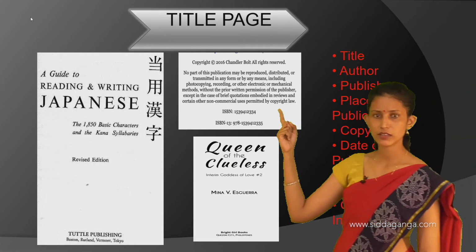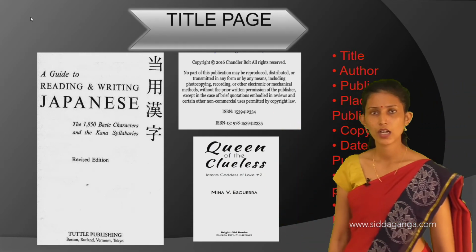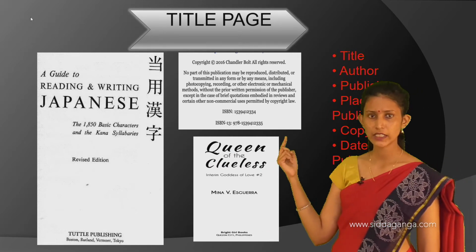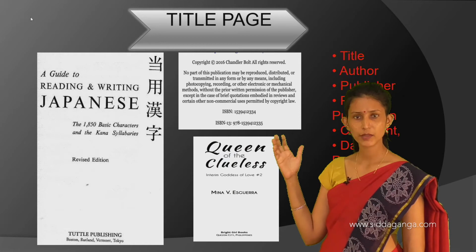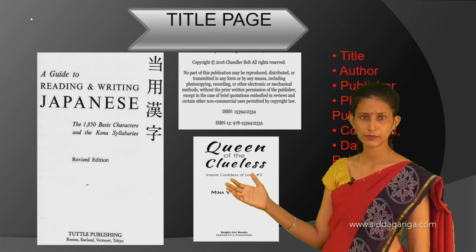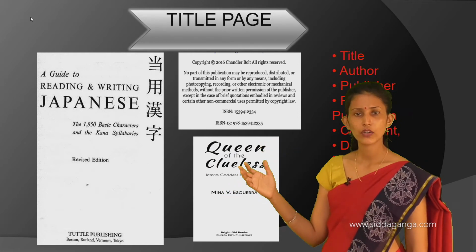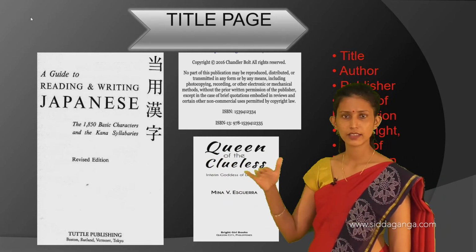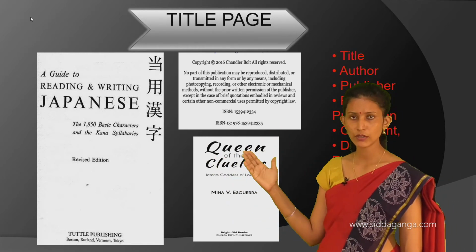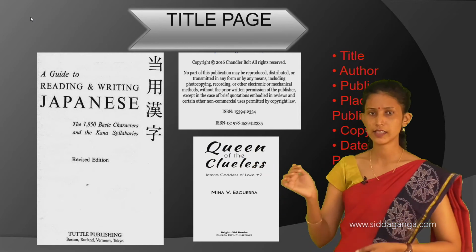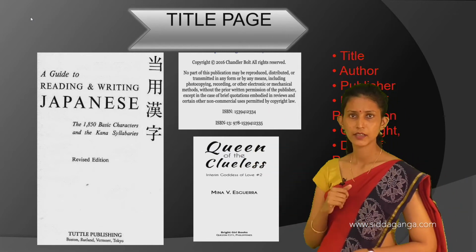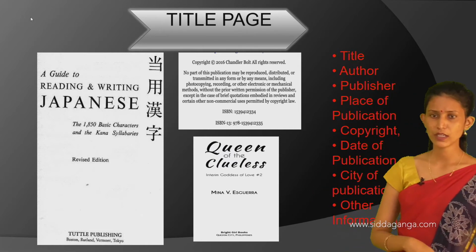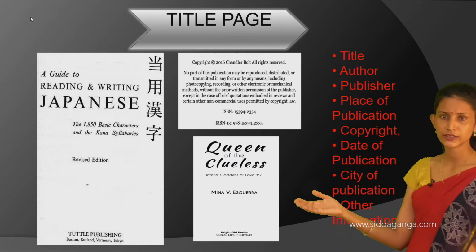The copyright page is this one. On this copyright page, you're not supposed to copy or photocopy. See, it's written very clearly: no part of this publication may be reproduced, distributed or transmitted in any form or by any means, including photocopying, recording, etc. This is there in every book. Open the book and see a copyright page. In case you do certain things, you are liable for legal action.